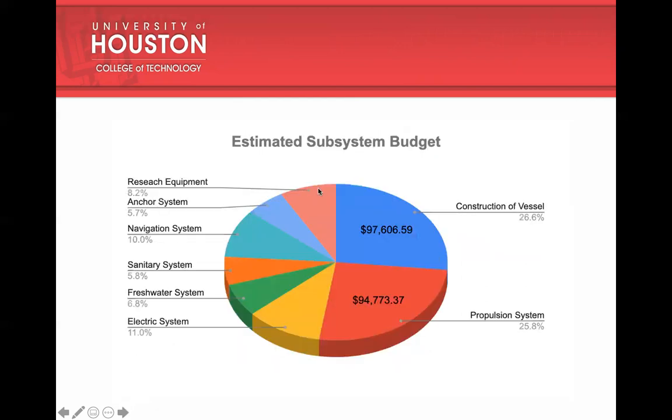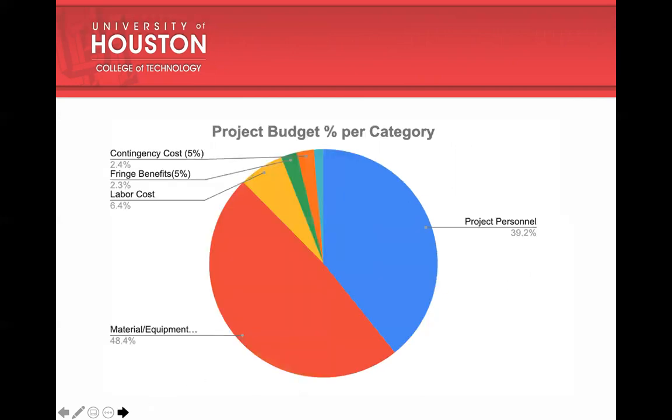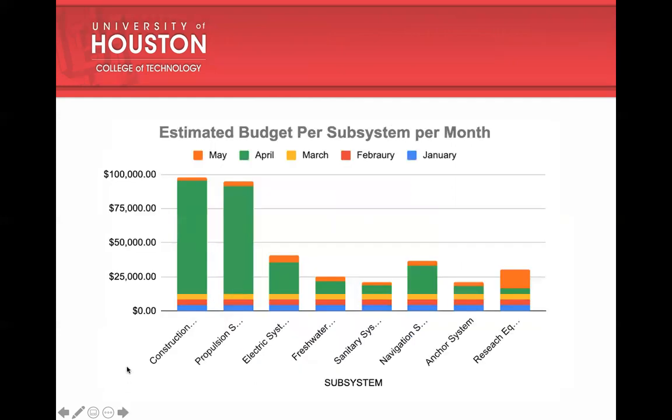This is the percentage of budget taken by each subsystem. You can see the construction of vessel and the propulsion system has taken more than 50% of the budget. This is the project budget percentage per category, and the material equipment cost and project personnel cost have taken most of the budget. This bar plot shows the project estimated budget per subsystem per month. As I said before, the construction of vessel and propulsion is most of the budget, and most of this budget is spent during the month of April.